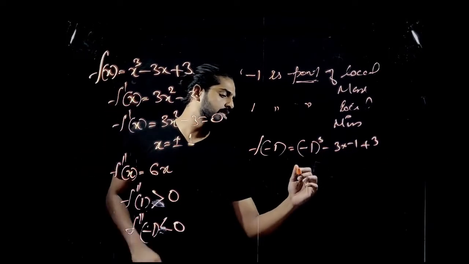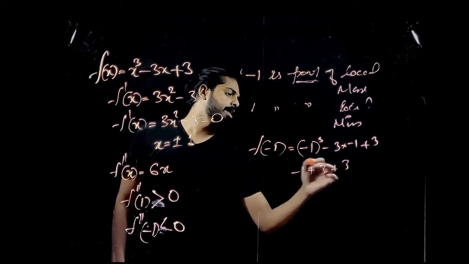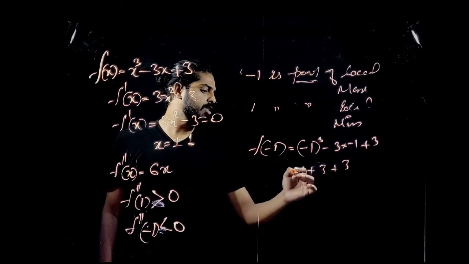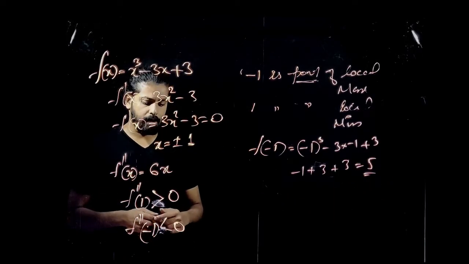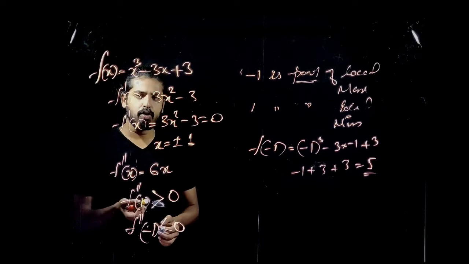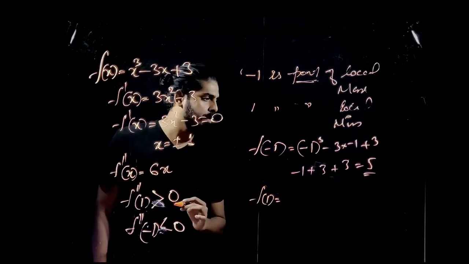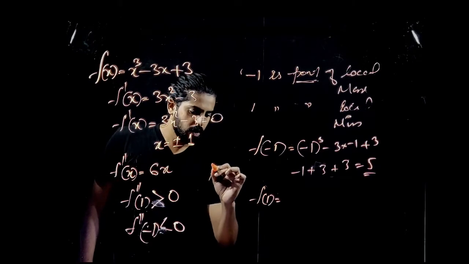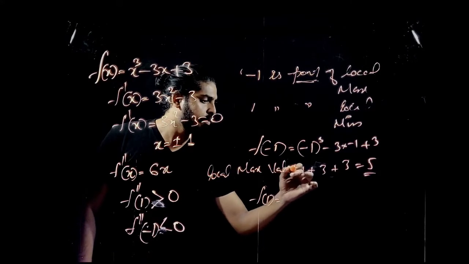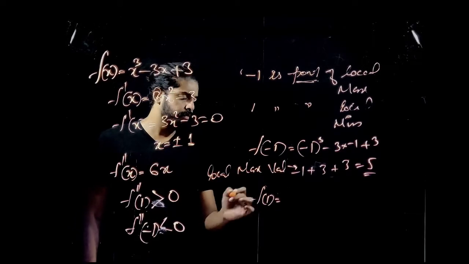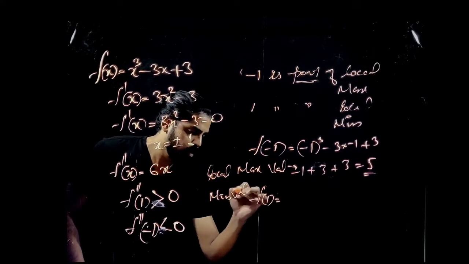Negative 1 the whole cube is negative 1, plus 3 plus 3. So 3 plus 3 is 6, minus 1, so 5 is the local maximum value. Like that, if you want the local minimum value, you just substitute 1 in place of x. So f of 1 is the local minimum value, and the local maximum value is f of negative 1.